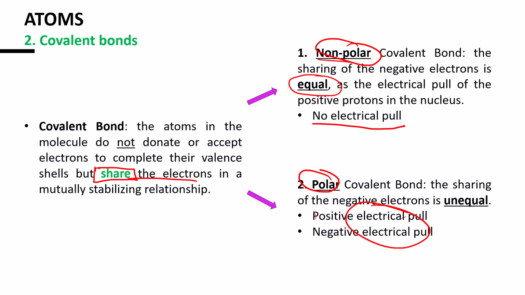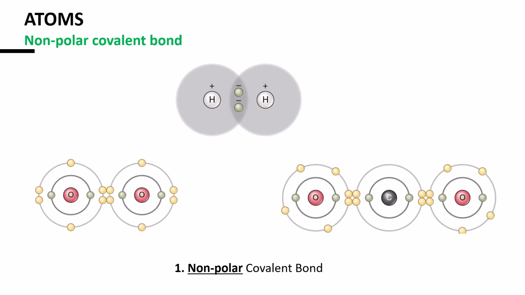I'm going to show you this better. It's better to understand this if you see pictures, as you visualize what that means. What I have here are examples of non-polar covalent bonds. For example, these two molecules of hydrogen. Notice that these two are sharing their electrons.